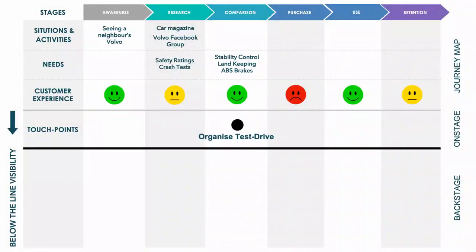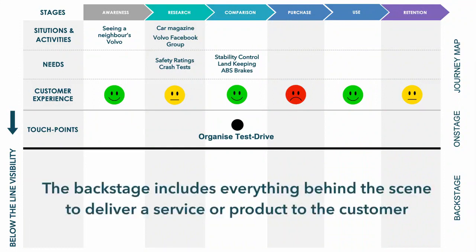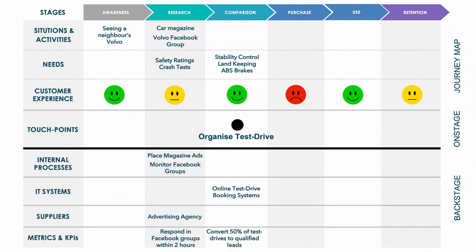The customer journey map and the on-stage part are often referred to as above-the-line visibility. The backstage is below-the-line visibility, and it includes everything that happens behind the scenes to deliver the service or the product to the customer. It is often not visible, but includes internal processes, suppliers, and IT systems. The customer experience, on stage and backstage, must all hum harmoniously together to deliver a great customer experience and return a profit to the organization.